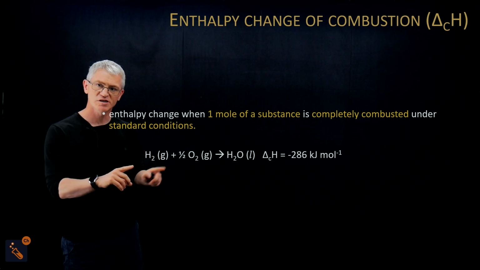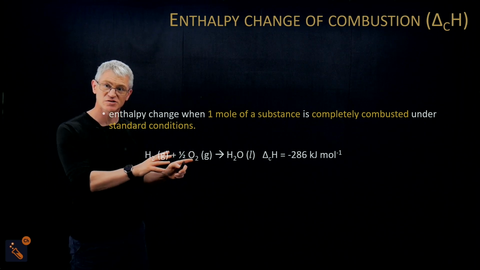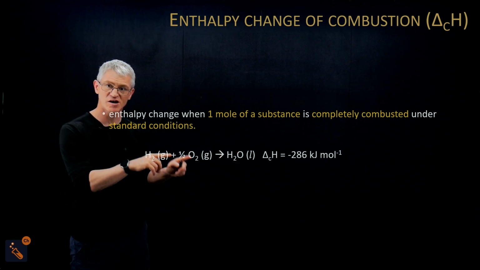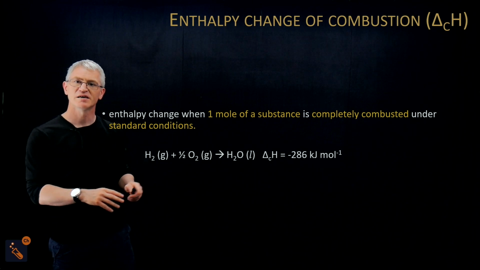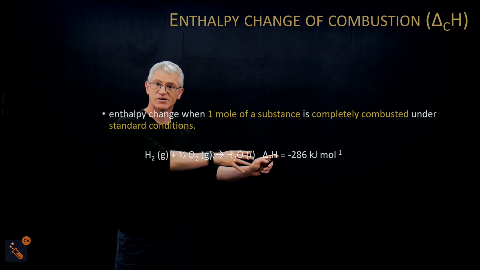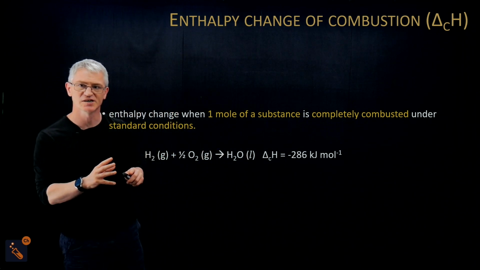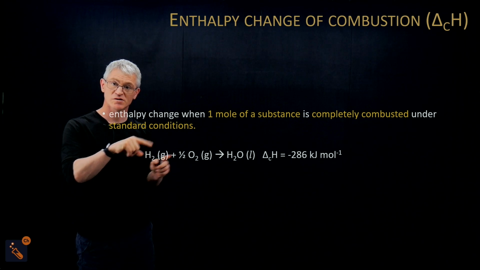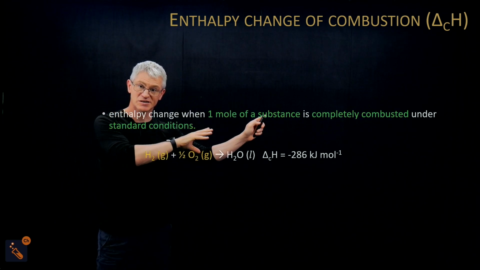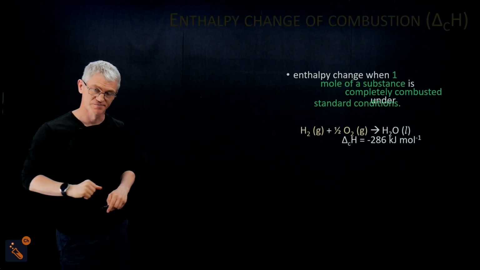We see 1 mole of a substance that's being completely combusted with the right amount of oxygen to make the products. So we use halves, which means half an oxygen to make the 1 mole of water. It's an exothermic reaction that gives out heat, so it's a minus delta CH. Very important: 1 mole of a substance completely combusted, so the right amount of oxygen, under standard conditions. Let's move it to the side.